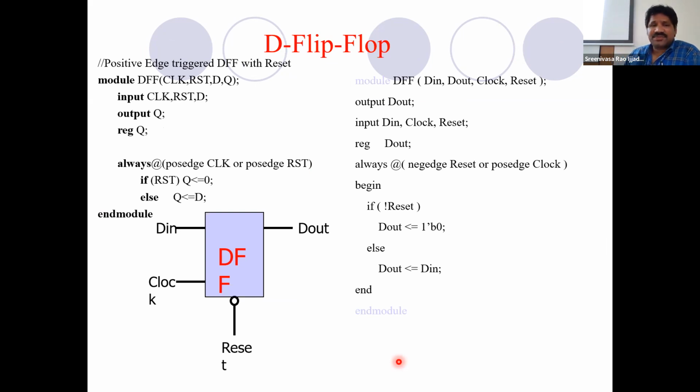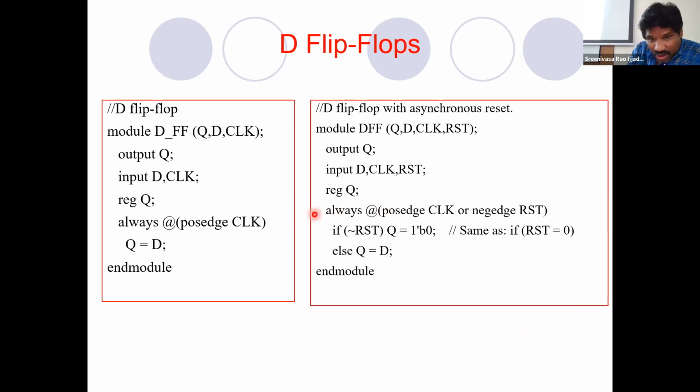So I think it is the same thing. A small mistake is there; you forgot about this one. Listen, I'm going to tell you the difference. Always at positive edge of the clock or negative edge of the reset. Reset is a signal. Reset is also a signal, just like a clock, but the frequency and other properties will be different. That means the pulse width is different.